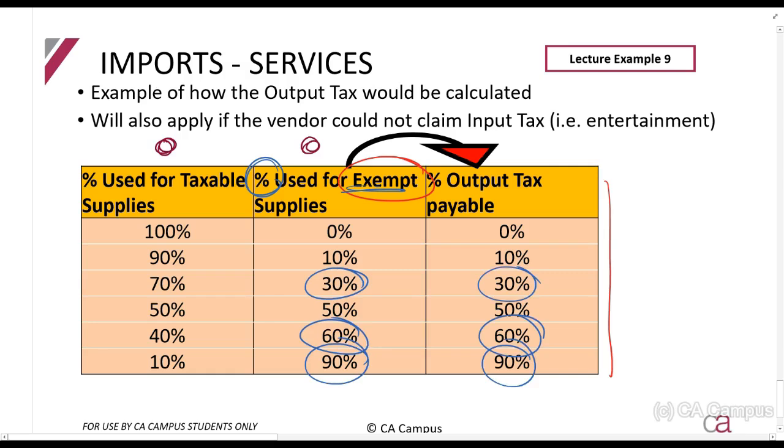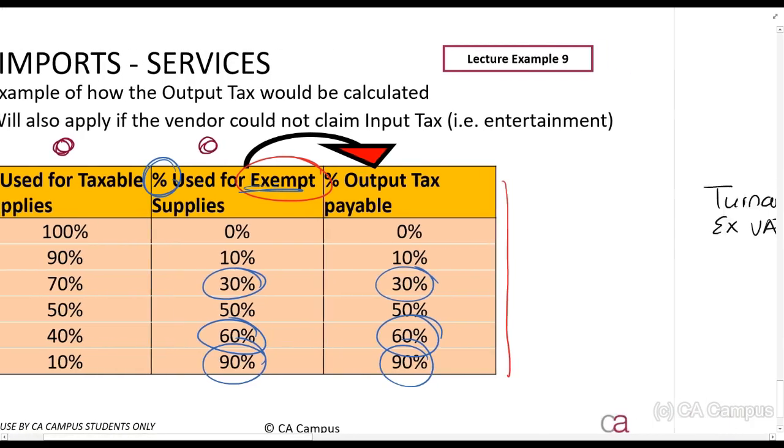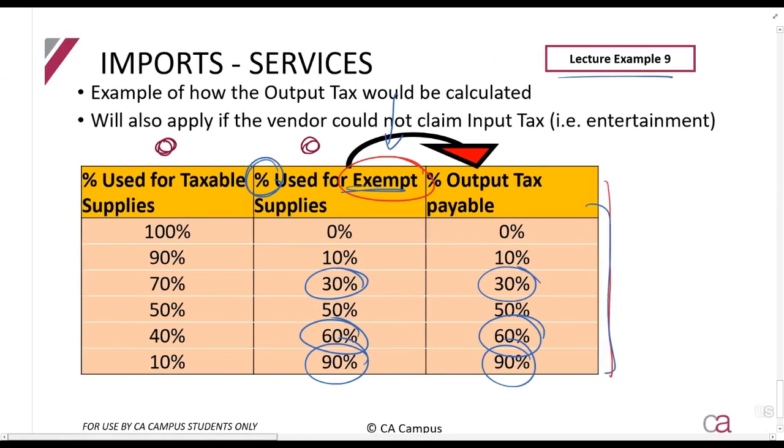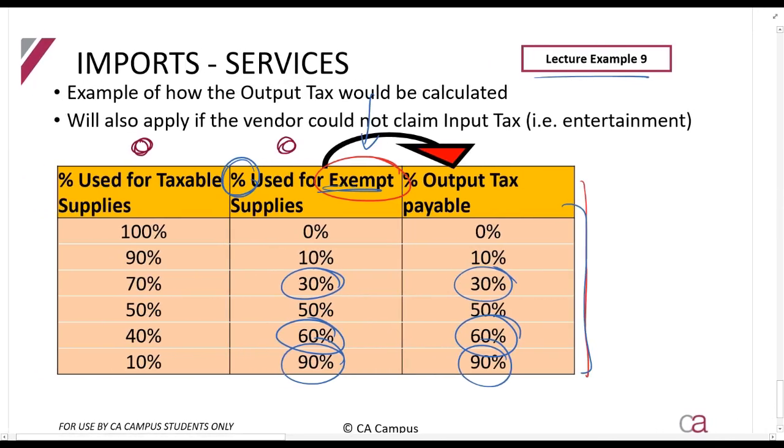Right, as you go through the work and your understanding improves, you'll see why this is the case. But understand for now, the reason is because you would not be able to claim input tax on the exempt supplies in any case, so that is why they charge you that as output tax. Please work through the lecture example to see how that works. It is really simple. Get this right.